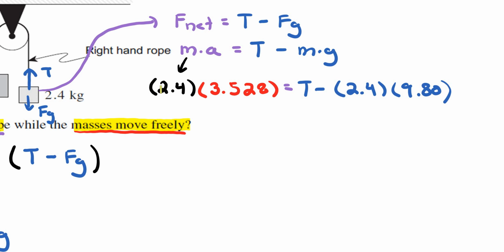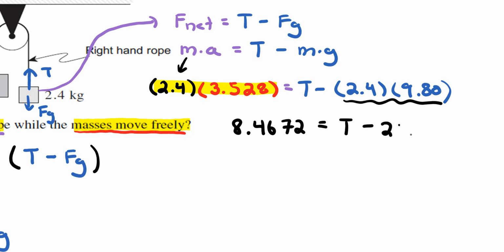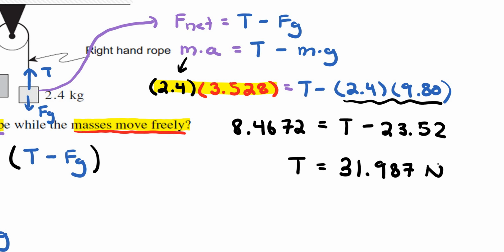Okay, so let's just multiply this out. If I multiply these two numbers together, 2.4 times 3.528, I get roughly 8.4672, and that's going to equal the tension minus, if I multiply that out, 23.52. Then if we add the 23.52 to the other side, roughly we get 31.987 newtons. Okay, and that is the solution for that particular problem.